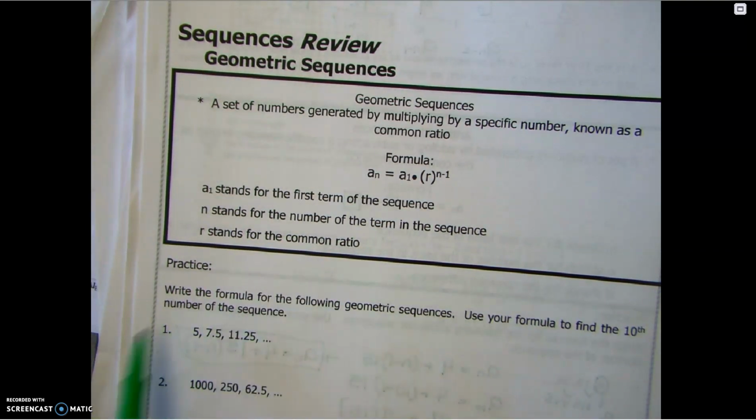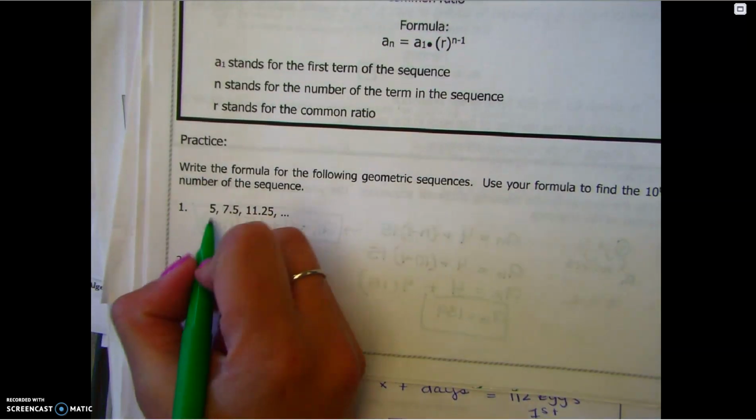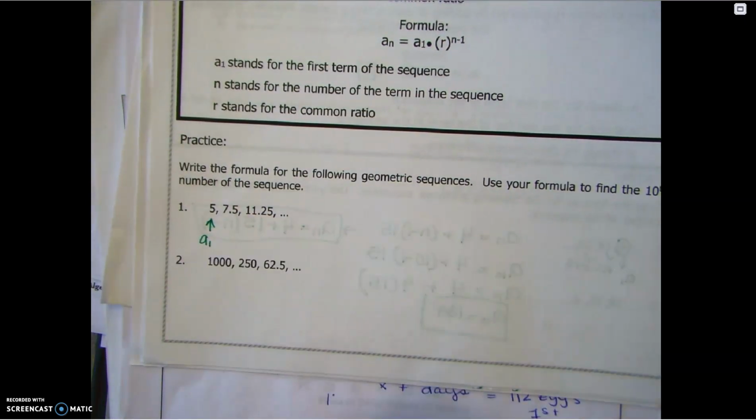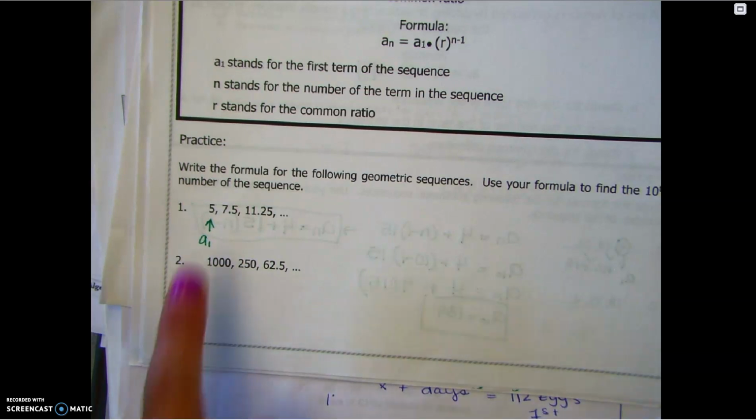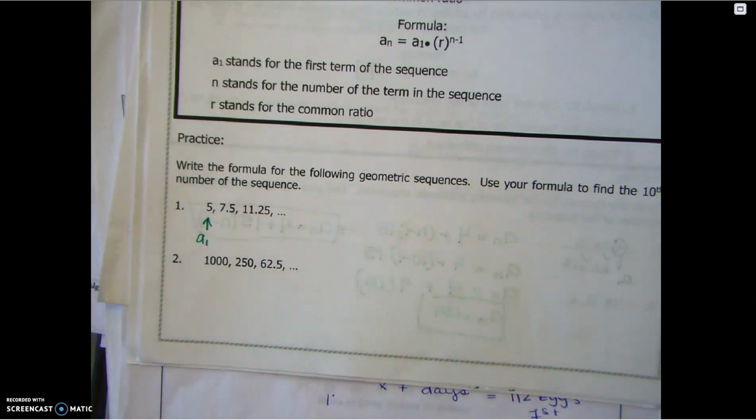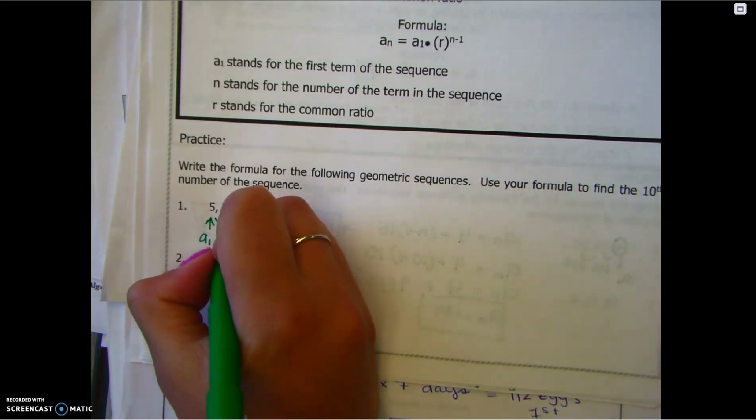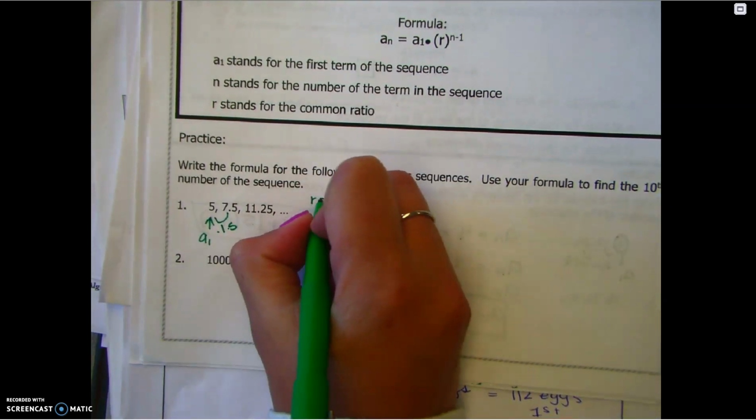So in this first example, my first term is 5, so that's a sub 1. And then I've got to figure out what I got to multiply by 5 to get 7.5. So I'm going to do 7.5 divided by 5. So that means I'm multiplying by 1.5. So R is going to be 1.5.